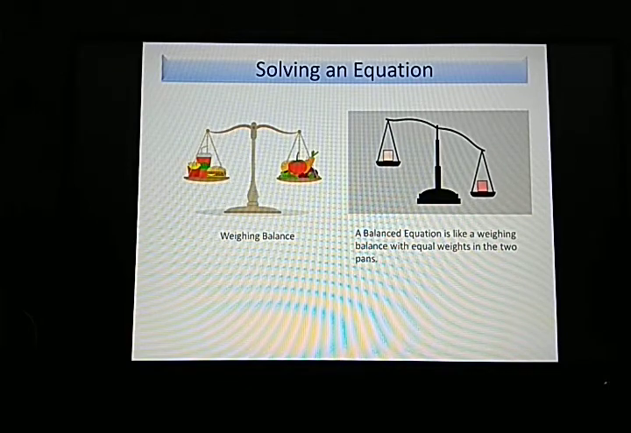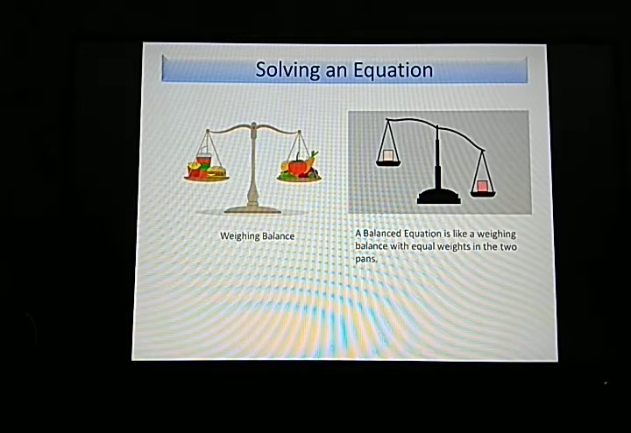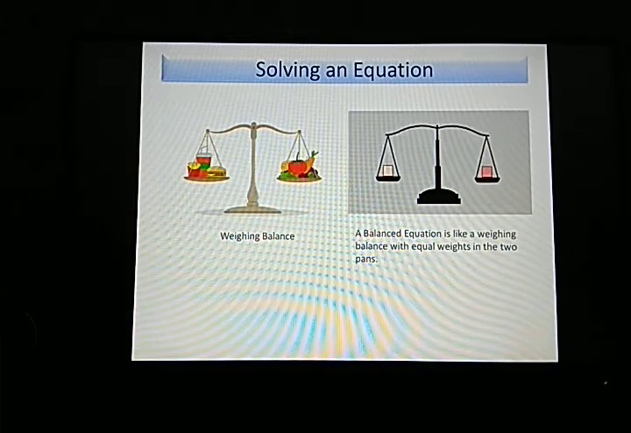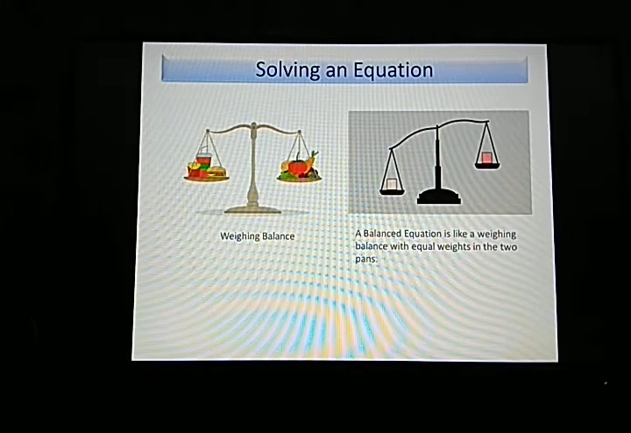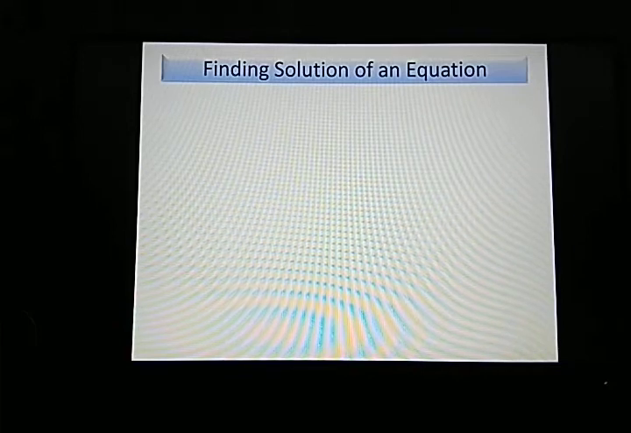So while solving an equation, we have to balance the left hand side and the right hand side. Now let us see how to do it, and by doing it we can also find out the solution of an equation. So let's see how to find a solution of an equation.